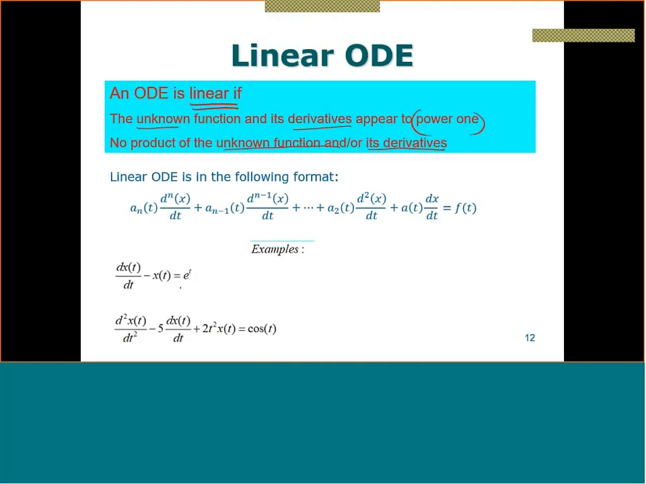So if these conditions apply, then we have a linear equation. This is an example here: dx by dt minus x of t equal to e of t. This is called a linear equation. Why? First, all the derivatives and the function are to the power of 1, and there is no multiplication between the function and its derivative. This is also a second order linear equation. Although there is a multiplication here, it is between the independent variable and the unknown function, so that's okay. Cosine of t, e of t looks to me like a nonlinear function, but it doesn't matter. As long as these two conditions apply, the whole ordinary differential equation is called a linear equation.